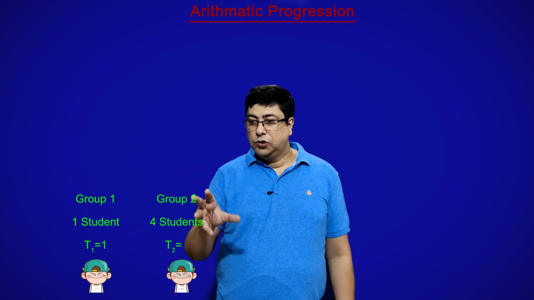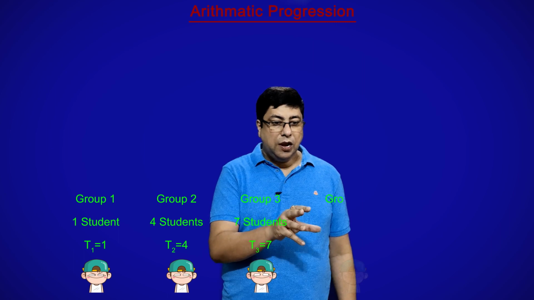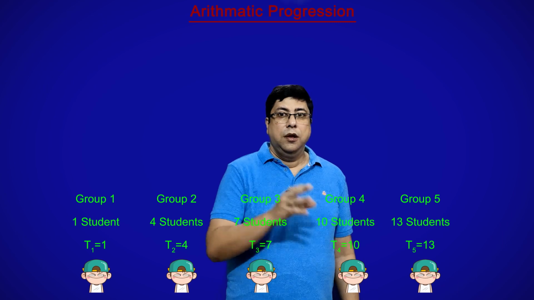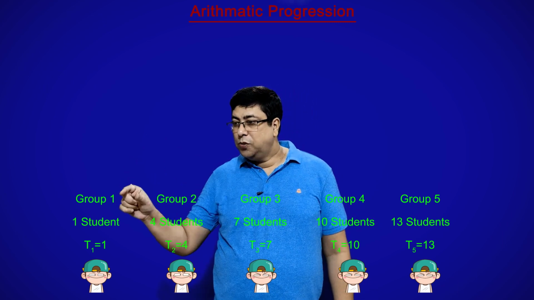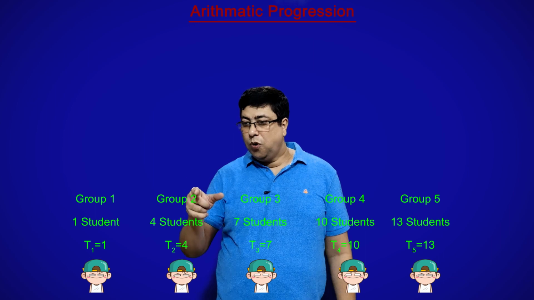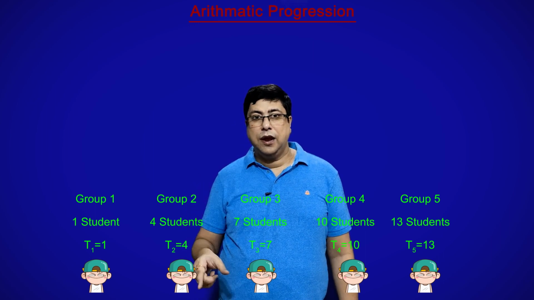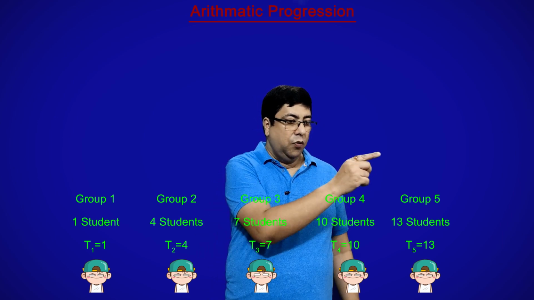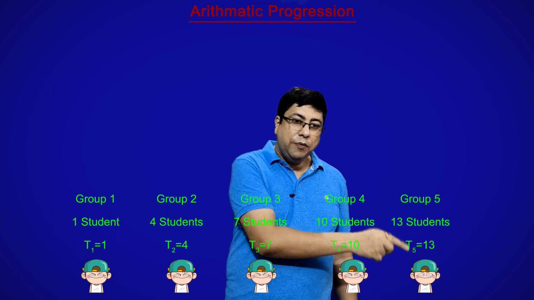Before the discussion, I am giving you one example so that it becomes easier for you to understand. Suppose I am taking 5 groups of students. Group 1 containing 1 student, group 2 containing 4 students, group 3 containing 7 students, group 4 containing 10 students, group 5 containing 13 students. Now group 1 containing 1 student is called the first term. Group 2 containing 4 students is called the second term. This is called the third term. This is called the fourth term. And group 5 containing 13 students is called the fifth term.